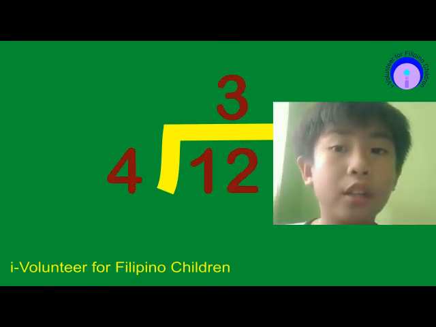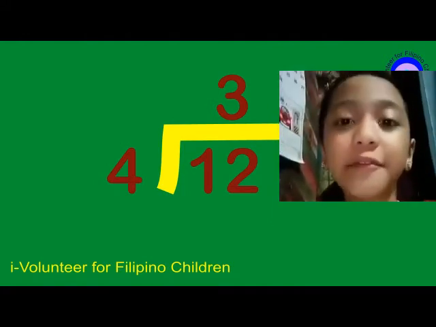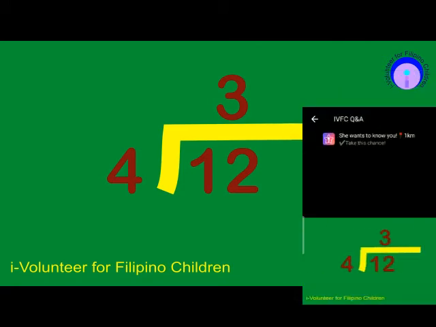12 divided by 4 is equal to 3. 12 divided by 4 is equal to 3. 12 divided by 4 is equal to 3.